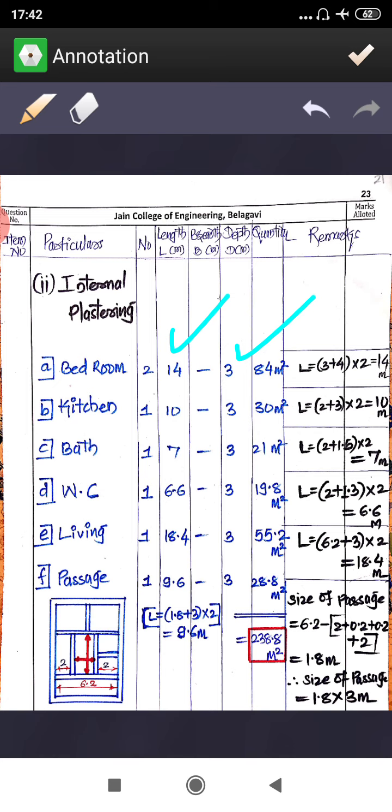Similarly for kitchen it is 30 meter square, for bath it is 21 meter square, for WC it is 19.8 meter square, for living room it is 55.2 meter square, and for passage it is 28.8 meter square. Now altogether you are having the quantity of 238.8 meter square. In detail I discussed these things in the last problem also, so I am not going in depth. Please refer to the last problem if you have any doubt, or you can call me at any time.